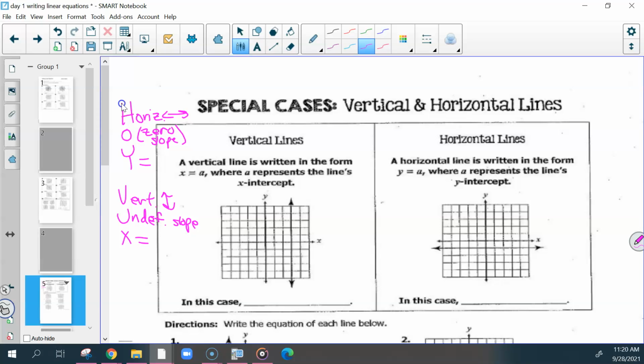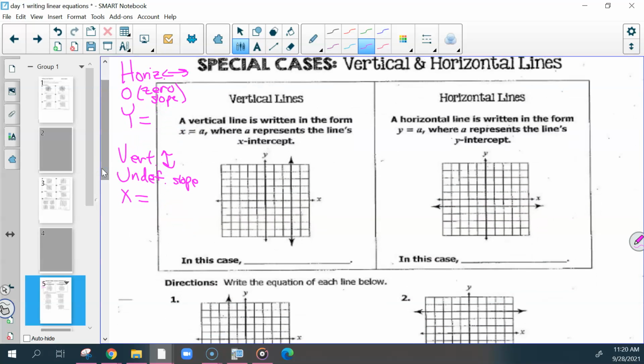So if we are given a vertical line, it's going to be an x equals. And we're going to look where x crosses the x-axis and write that equation. So this crosses it at 3. This will be the equation x equals 3. For our horizontal, that's going to be a y equals. So we look, where does that cross the y-axis? We're going to cross it right here at -1. So that will be the equation y equals -1.